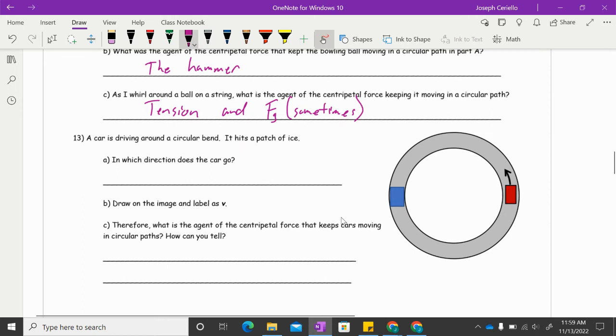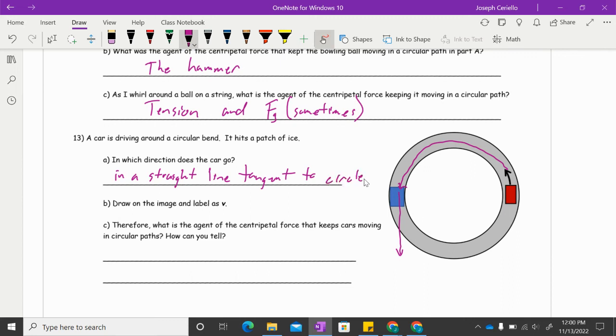So if I have a car moving around in a circular path and it hits a patch of ice, this is the patch of ice right here. Think about what's going to happen to the car when it hits that patch of ice. So the car goes around, no problem, no problem, and it hits this patch of ice. What's going to happen? The car's going to lose control. The car's just going to go this way. So in which direction does the car go? I guess you could say in a straight line tangent to the circle.